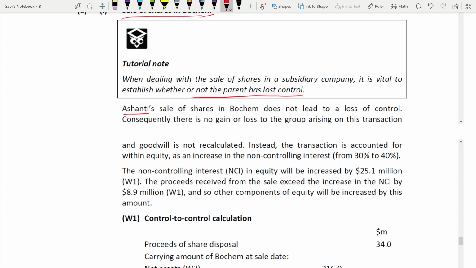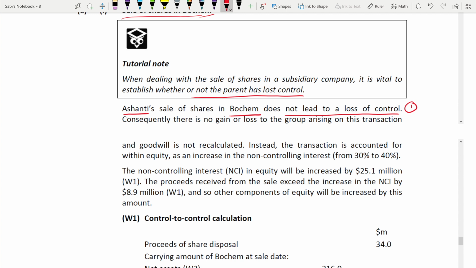How they have defined, they have clearly told: Ashanti's sale of shares in Bokum does, okay, please mention the name of the company. I have been telling this thousands of times by now. Ashanti's sale of shares in Bokum does not lead to a loss of control. It is not a loss of control. Because it is not a loss of control, go to the second line. The first point is, let me label it for you.